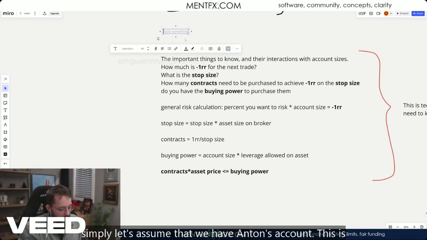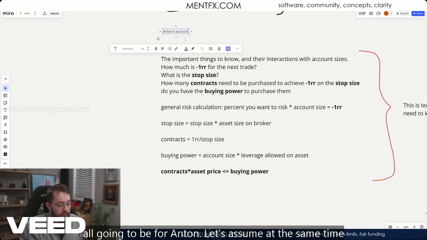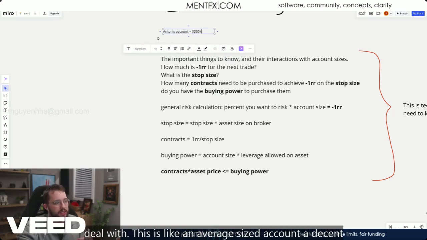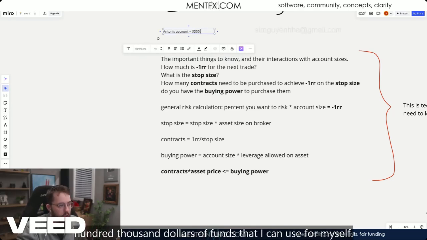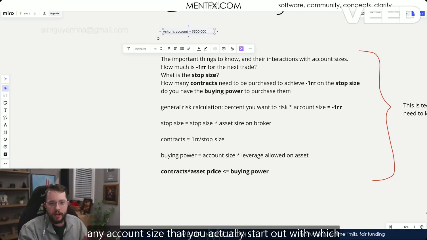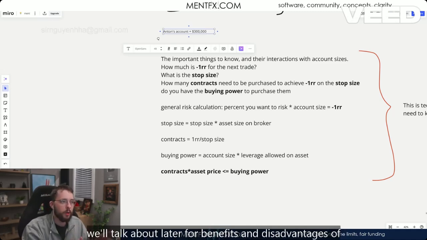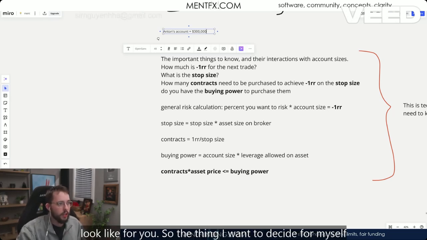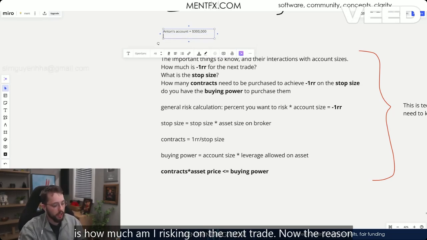But very simply, let's assume that we have Anton's account. This is all going to be for Anton. Let's assume at the same time that I have $300,000 of money I can deal with. This is like an average sized account, a decent sized account, whatever you want to consider it. I have $300,000 of funds that I can use for myself. You can apply this kind of equation or math to any account size that you actually start out with, which we'll talk about later for benefits and disadvantages of starting with certain account sizes and what that should look like for you. So the thing I want to decide for myself is how much am I risking on the next trade?